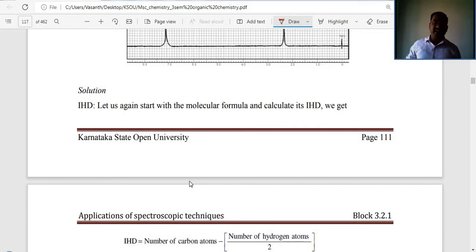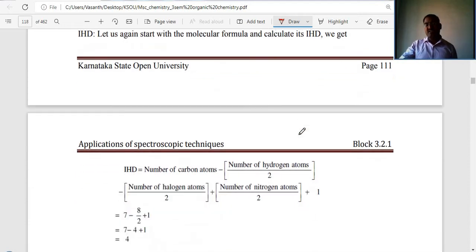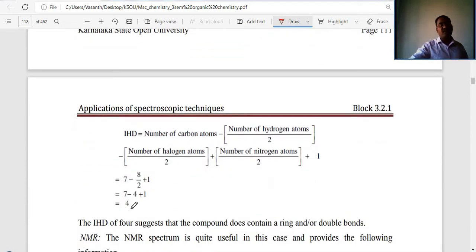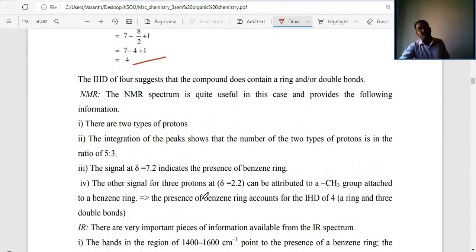Let us again start with the molecular formula and calculate its IHD. Here, 7 carbon atoms, the number of hydrogen atoms is 8 by 2 plus 1. Totally we get 4. The IHD of 4 suggests that the compound contains a ring.